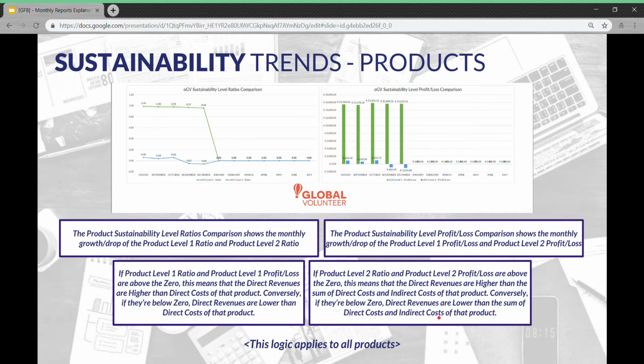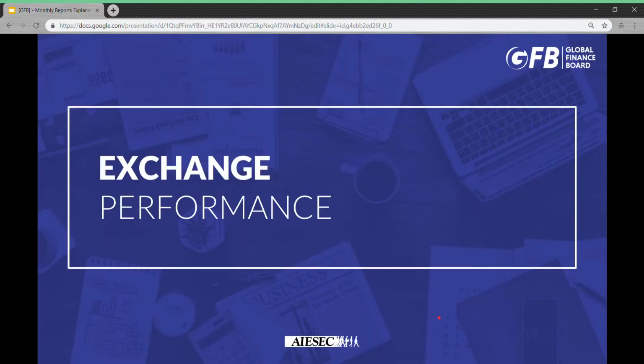Now, this logic applies to all products. So you need to check how sustainable your products are depending on level 1 and level 2, and you can really use this graph so that you can see how the financial movements are actually moving if you're going to compare how we absorb direct costs and indirect costs.